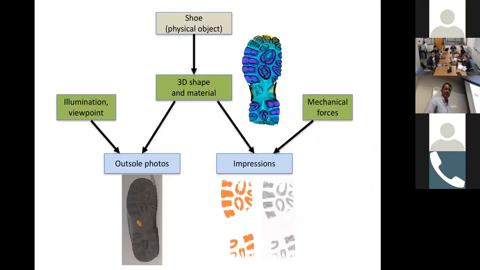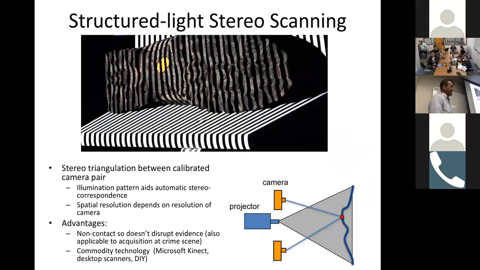So one step along these lines is to think about actually scanning in 3D shapes of shoes. We've used a system here which is known as structured light stereo scanning. So I have a pair of cameras looking at this object, and in this case we project some patterns onto the object to make it easy to correspond locations on the surface between the two cameras and triangulate those points on the surface in order to recover a 3D depth map of the shape of the surface.